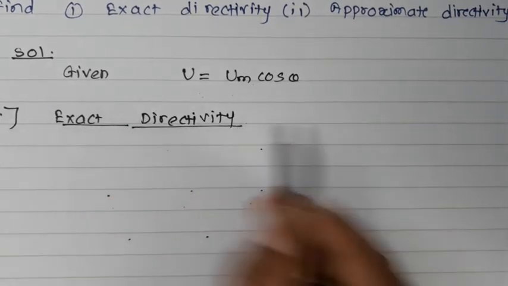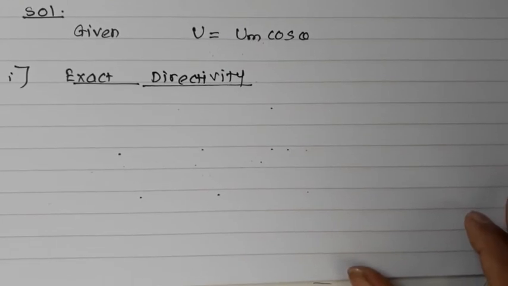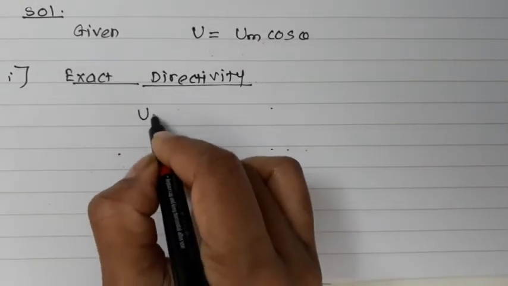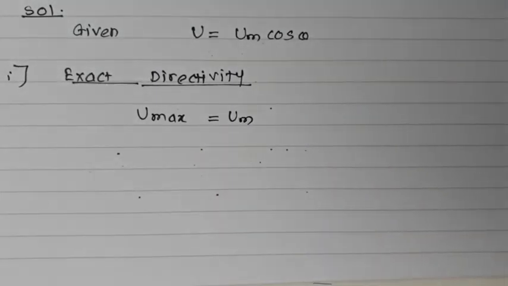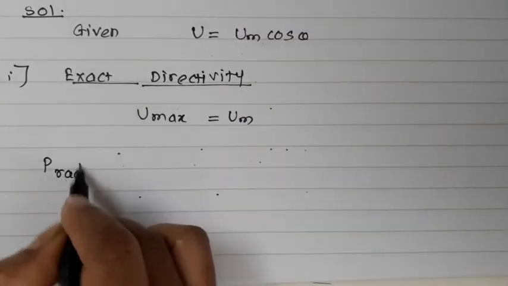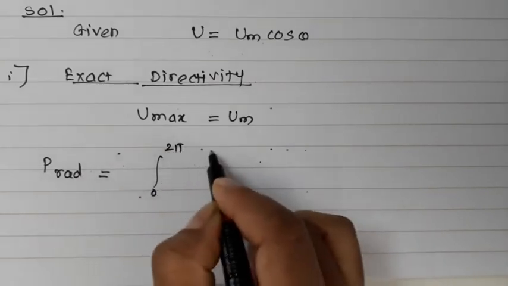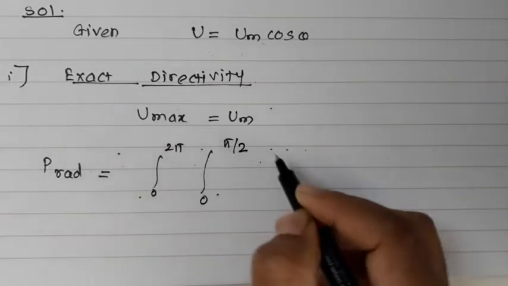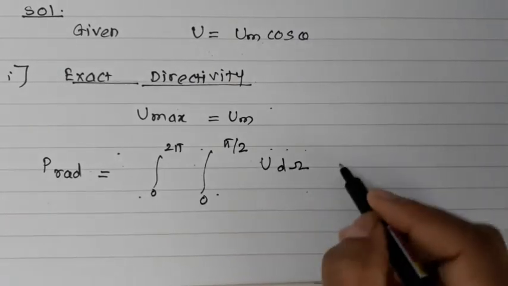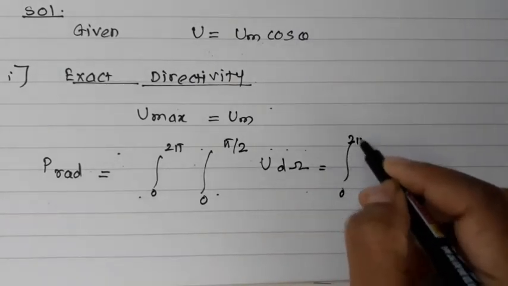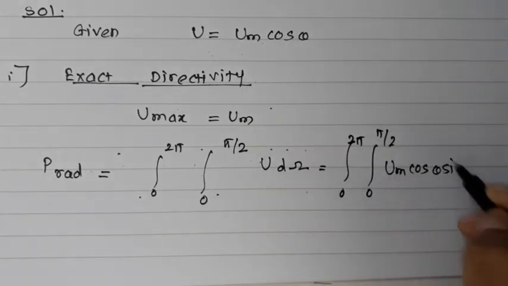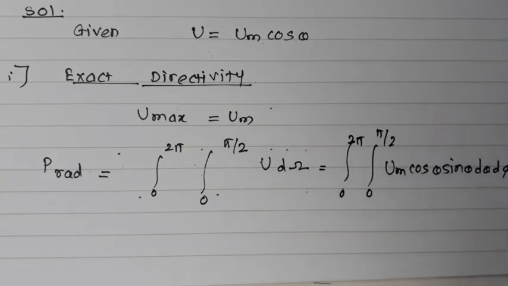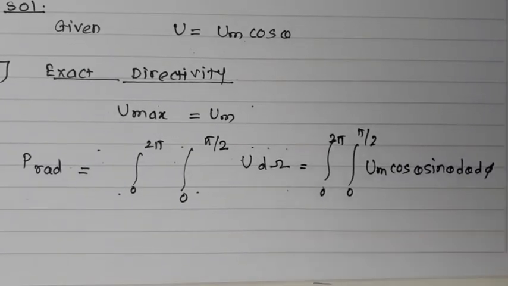how do we find out the exact directivity? We assume that the maximum intensity is Um. So this is the maximum intensity. The power radiated will be obtained from the equation. If I am interested in the directivity, I need to find out the power. So this will be 0 to pi by 2 and U d omega. Further solving this, 0 to 2 pi and 0 to pi by 2, Um cos theta sin theta d theta and d phi. We have put in the values of d omega.